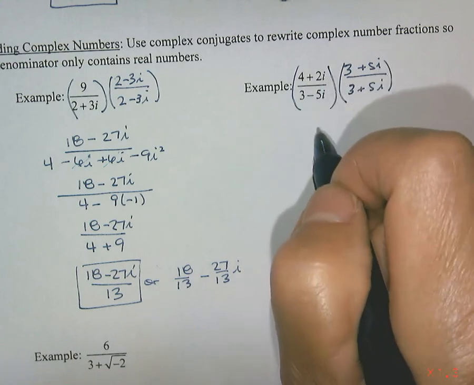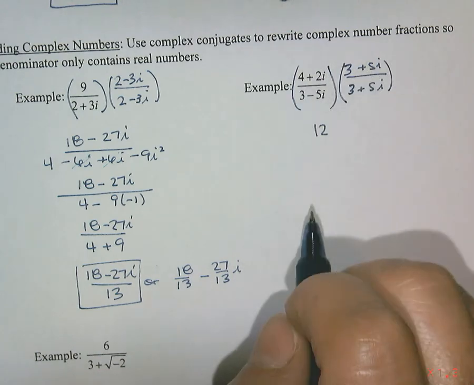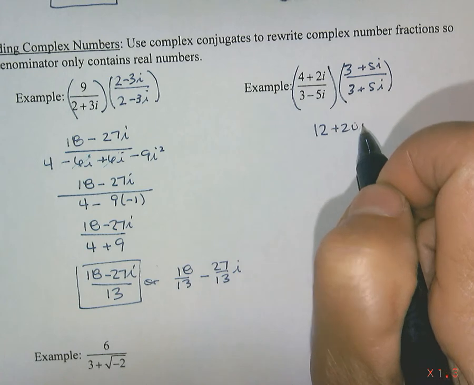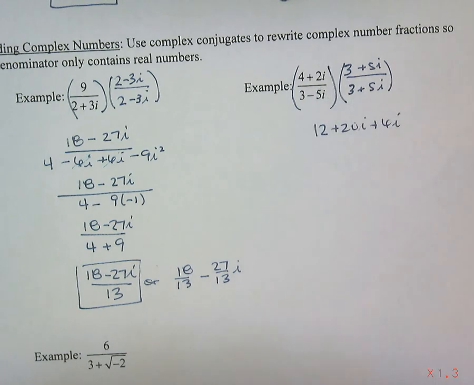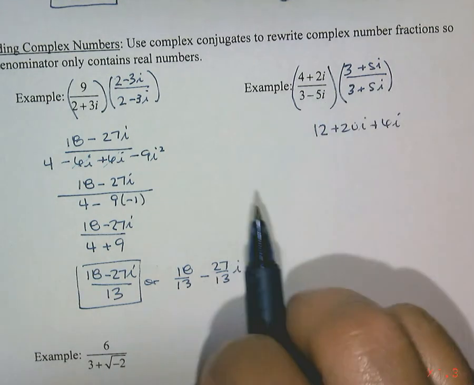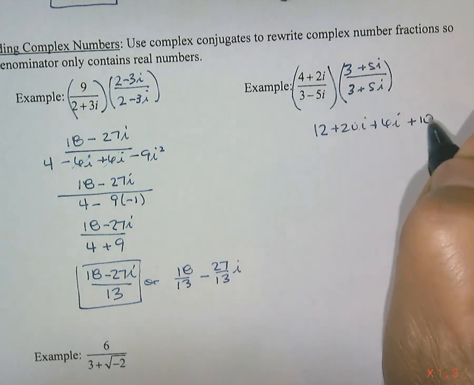4 multiplied by 3 is 12. 4 multiplied by 5i is going to be plus 20i. 2i multiplied by 3 is going to be plus 6i. 2i multiplied by 5i is going to be plus 10i squared.